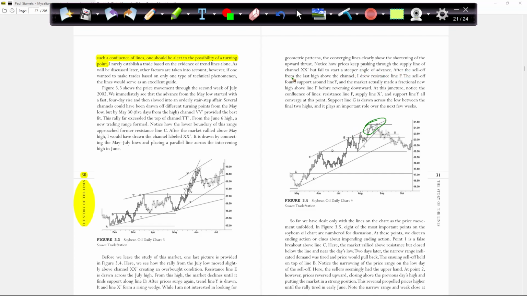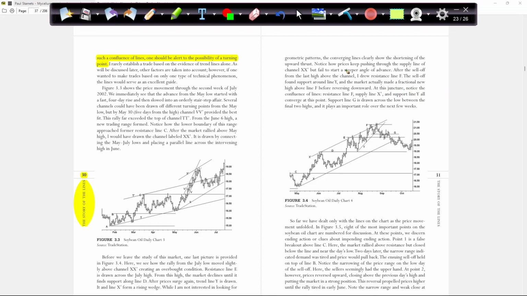After the sell-off from the last high above the channel, I drew resistance line F, right? This one. The sell-off found support around line Y, and this found support around line Y here, and then it rallied well, right? And the market actually made a fractional new high above line F before reversing down.